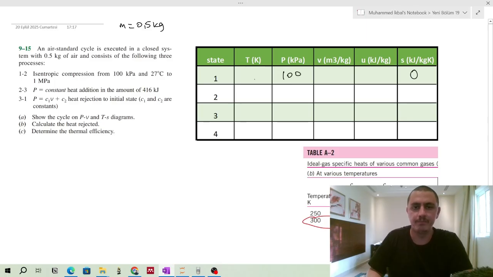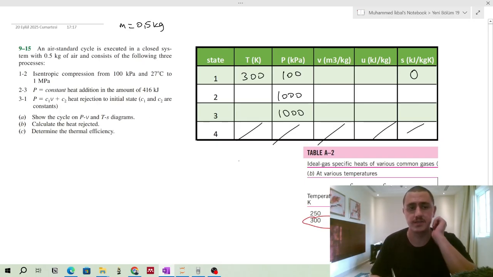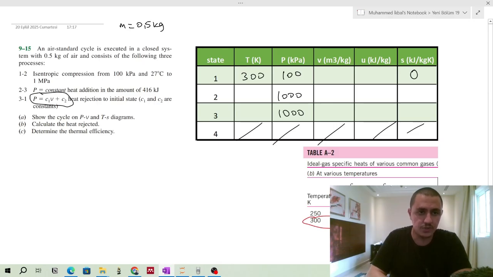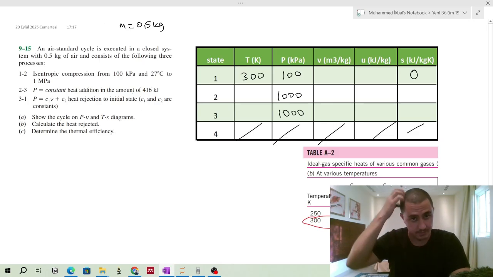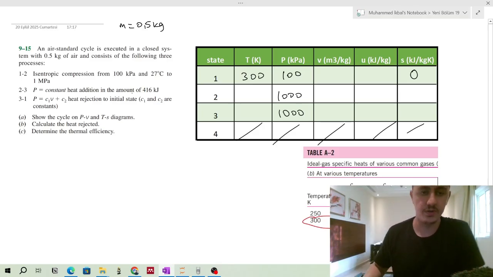Isentropic compression from 100 kilopascals, and your initial temperature is given, which you can convert to Kelvin. The second pressure is 1000 kilopascals. Heat addition is given for 2 to 3, but you have constant pressure, so state 3 will have the same pressure. We don't have state 4 for this cycle. This consists of 3 states, then you come back to state 1 again. And here pressure is a linear function of volume.